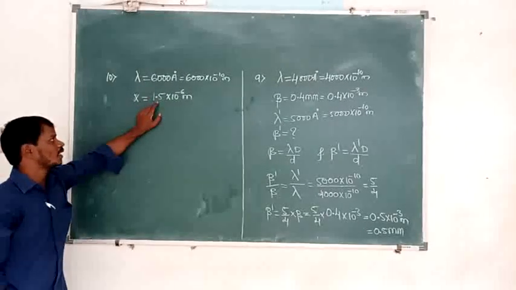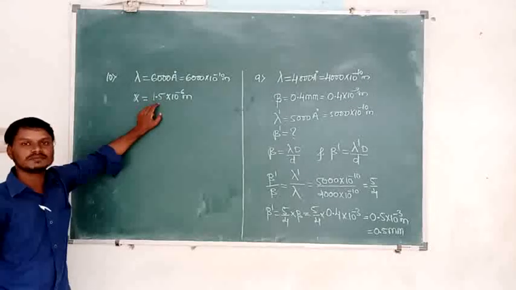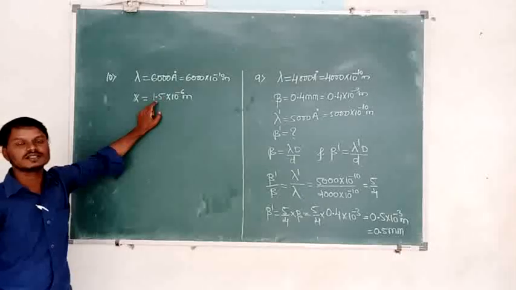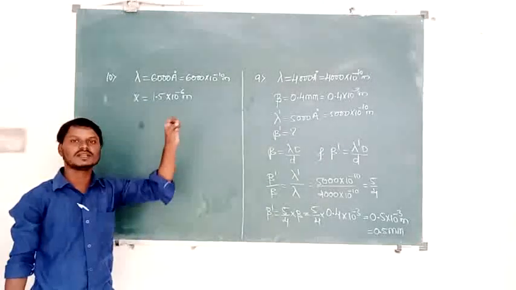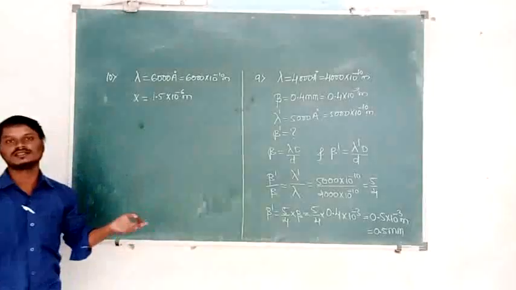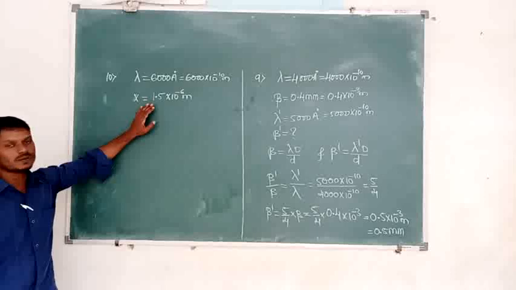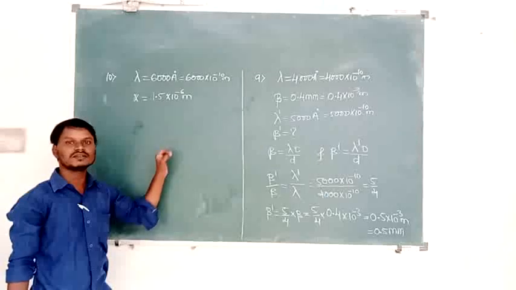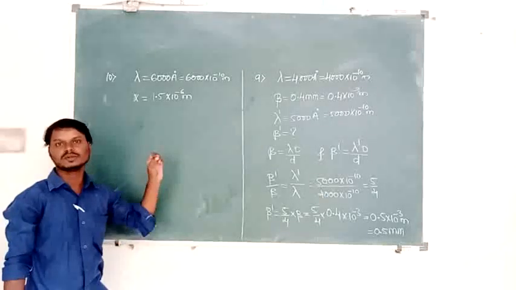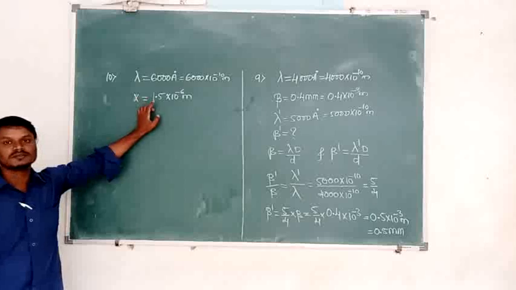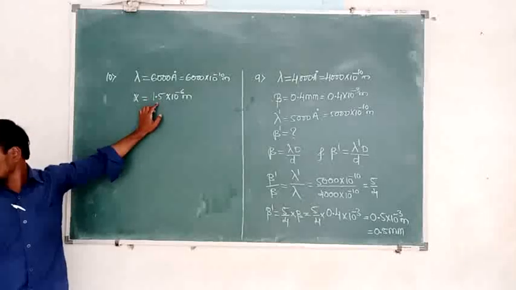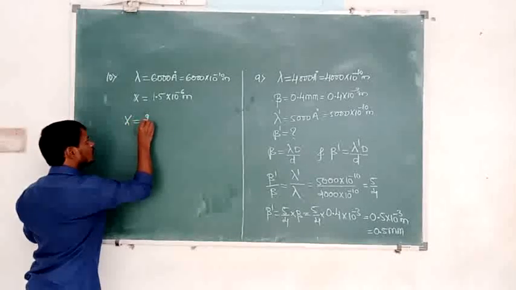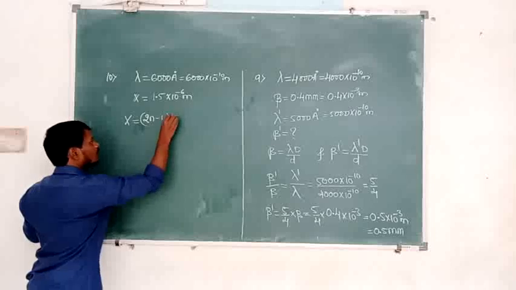So is it a fraction or a whole number? It is a fraction. If it is a fraction, then what is the path difference? That is 2n minus 1 into lambda by 2. We will get the fraction. If it is a whole number, which formula are we going to use here? n into lambda or 2n into lambda by 2. We will get the whole number. But it is a fraction number. So what is the formula for path difference here? x is equal to 2n minus 1 into lambda by 2.